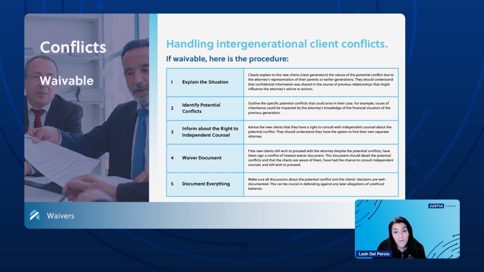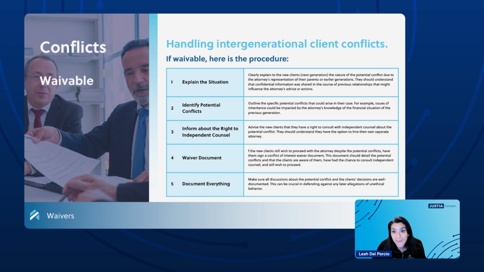Next one, waivable conflict. So if you decide that conflict is waivable, here's what's important. And this is common in the intergenerational client conflict situation, which we've kind of been discussing all along. And I'm going to show you how to do it specifically with respect to these multi-generation estate planning clients that turn into estate administration and trust administration clients. So number one, clearly explain to those new clients, that next generation, those kids, the nature of the potential conflict due to your representation of that earlier generation, those parents. You want to do that at the outset of the representation.